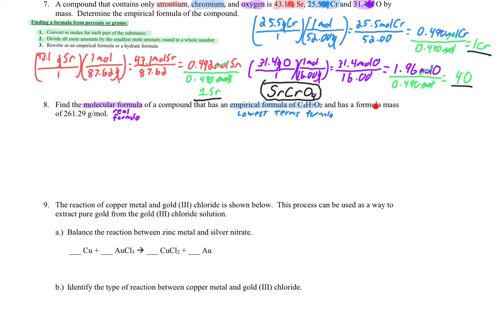The real formula also has a formula mass, or a molecular mass, whatever you want to call it, of 261.29 grams per mole. So we know the mass of the total real formula, and we know what the lowest terms or empirical formula is. So to find out what the real formula is, we got to take that formula mass, which is given to us right here, highlighted in purple, and divide it by the mass of the empirical formula, called the empirical mass.